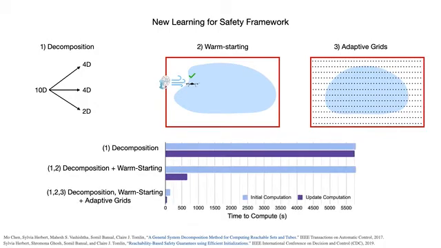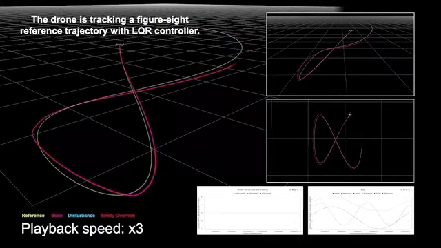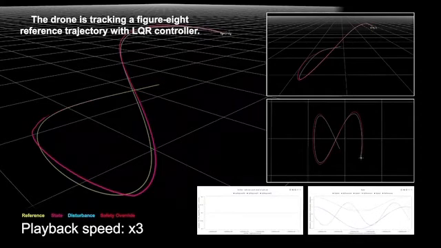A computational comparison shows that using all three methods produces a speedup that allows us to finally apply reachability-based safety updates online for more realistic models of systems. Our method is applied to a near-hover 10D quadcopter tracking a figure 8 reference trajectory.